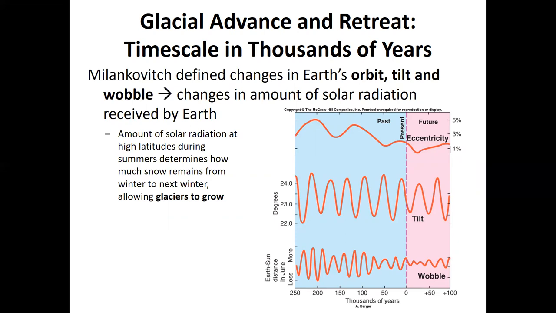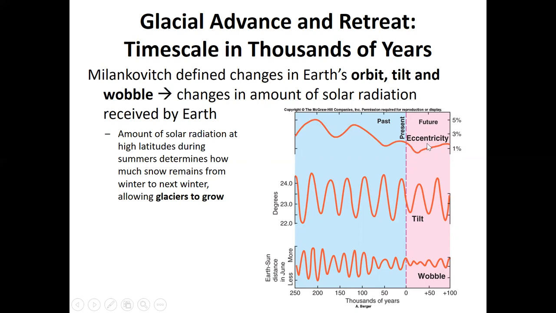The eccentricity is how circular Earth's orbit is. An eccentricity of one is a circle, and as it gets larger than one, it's more of an ellipse. It's basically the ratio of the major and minor axis. So you can see that the higher the eccentricity, the more elliptical Earth's orbit is, and the lower the eccentricity, the less elliptical the orbit is.